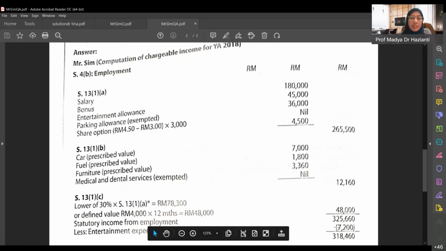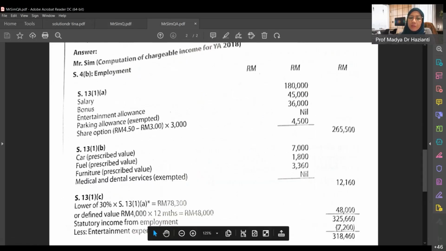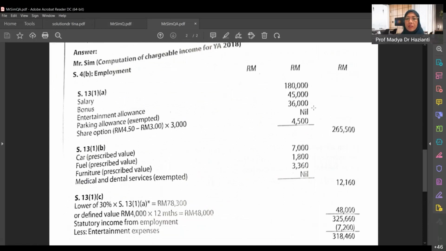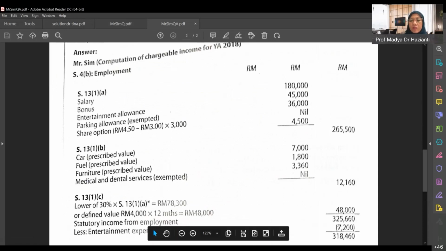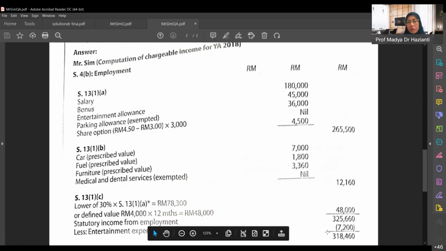But remember dia ada entertainment expenses. Dia incur 7,200 on behalf of the company. So tolak je semua ni. Entertainment expenses 7,200. Dan sekarang dia dapat 36,000 kan. 7,200 untuk official. So exemption lah. Tolak 7,200. Dapatlah 318,460. Okay, setakat employment income ni, any question tak?